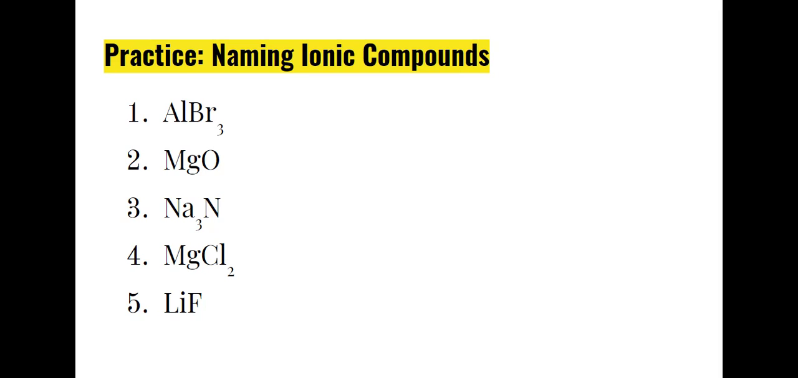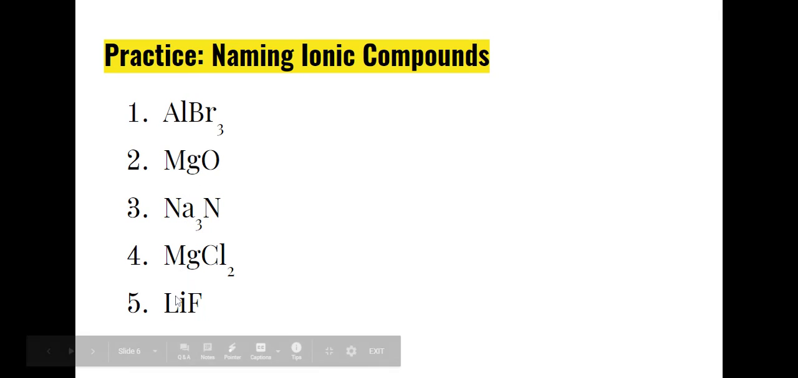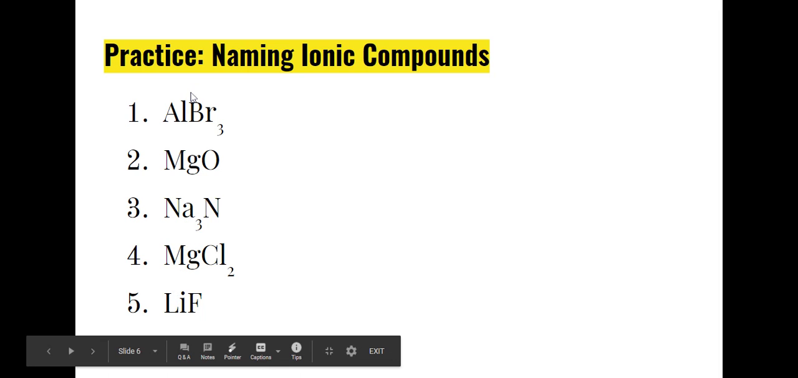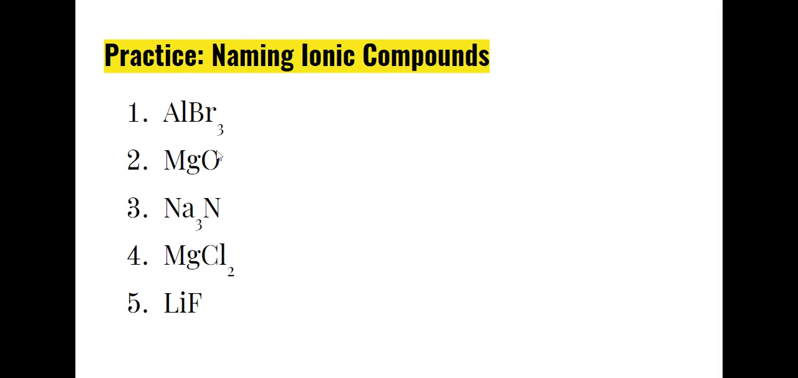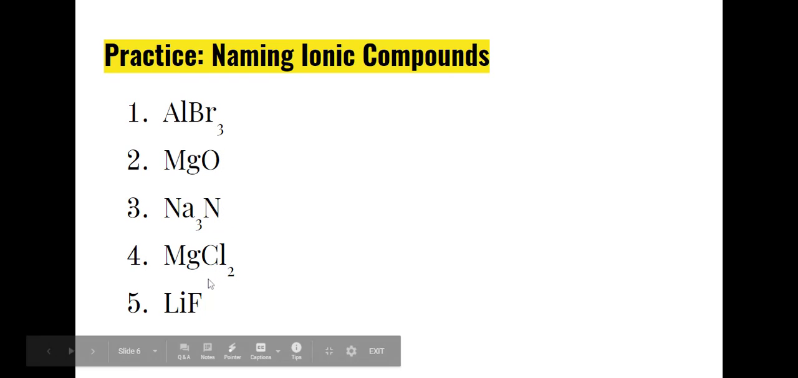Okay, great. So that was 2 minutes to figure out how we name these. So again, you just write out the metal: aluminum, magnesium, sodium, magnesium, lithium. And then you write out the nonmetal and change the ending to -ide. Bromide, oxide, nitride, chloride, fluoride.